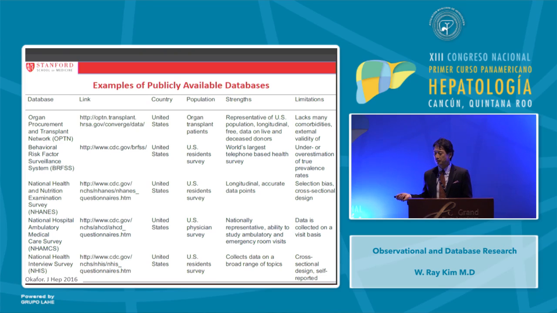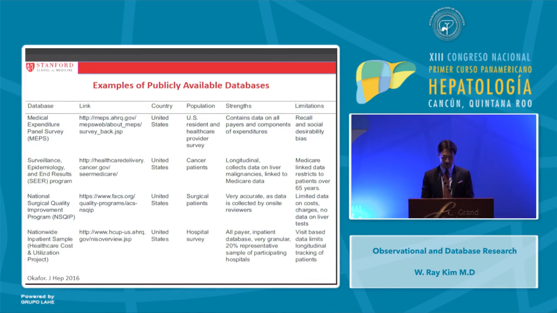Other systems, like some of the CDC data sets that are shown here, BRFSS, NHANES, NHAMCS, and so forth, these are all available online. You can download these data and start your research today. There are more examples. MEPS is also a database that you can download. SEER is a cancer database you can download.